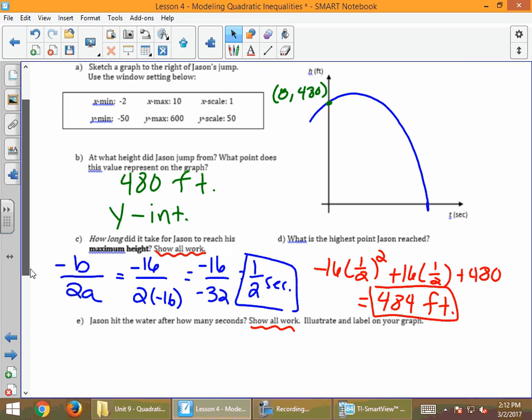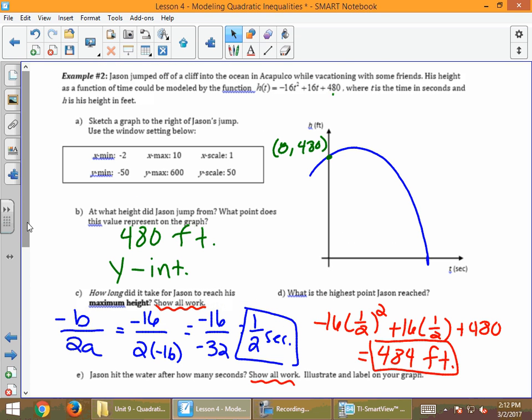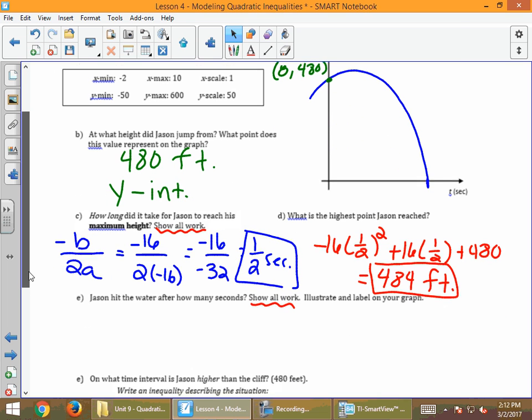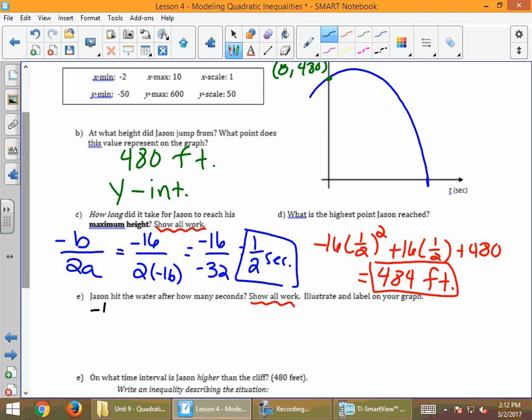Well, we want to know when Jason hits the ground. We talked about this at the very beginning. What part of the graph are we calculating? The zeros. The x-intercept. So in order to calculate the zeros, what do we have to set our function equal to? 0. So we just take negative 16t squared plus 16t plus 480 and set it equal to 0. What did you say, Jacob? Squared. Oh, thank you. Yep.